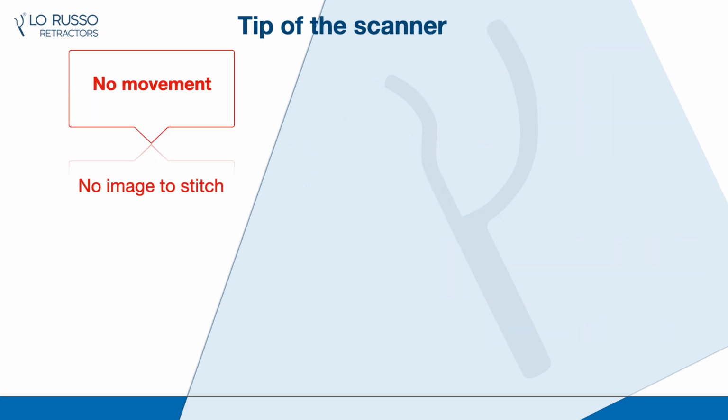Consider the physics of the scan. If the scanner tip remains static, the influx stops. The software receives the same data repeatedly, leaving the algorithm with nothing to stitch together. Without movement, the 3D object cannot be realized.